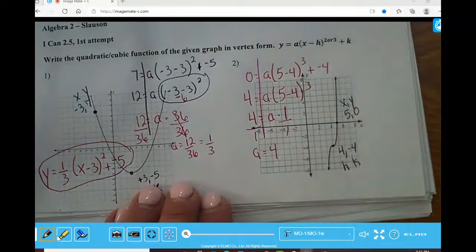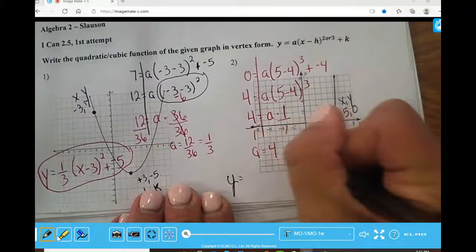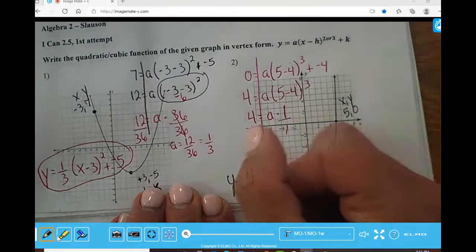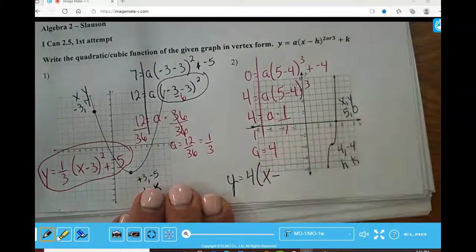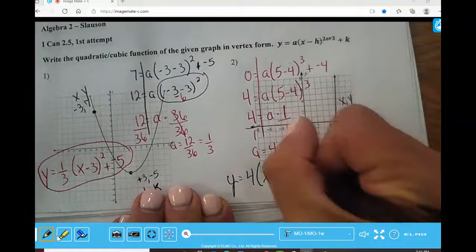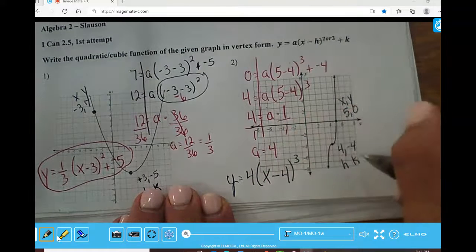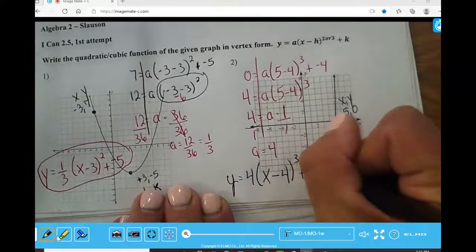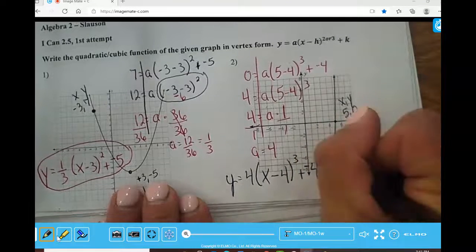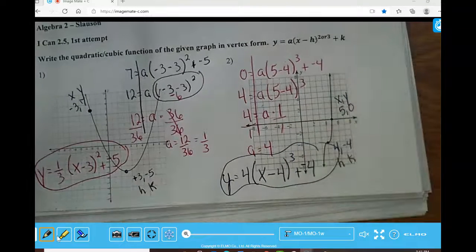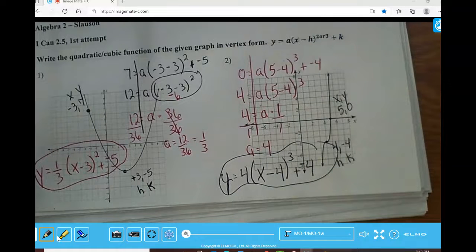And now we can write our equation. y equals, we need an a, so that would be a stretch of 4, x minus our h value, so -4, cubed this time, and then our k, so plus, or you could do -4, but plus -4. And if you graph that in Desmos, you would also see this shape. And that is your first attempt on ICANN 2.5.